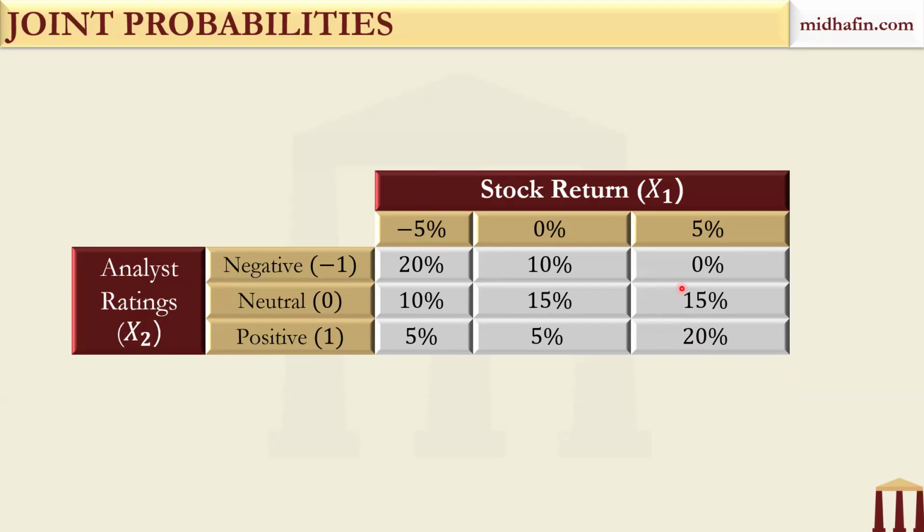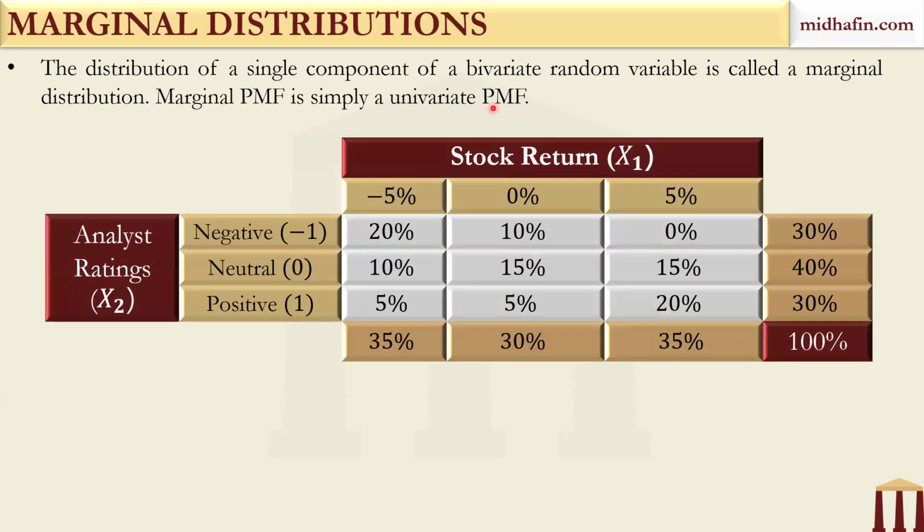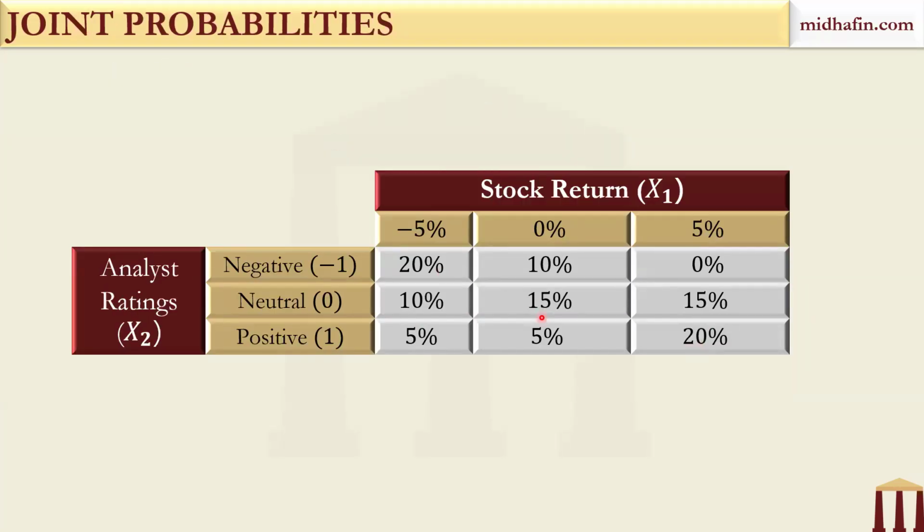Joint probabilities. Now, let us come to marginal distributions. The distribution of any single component of a bivariate random variable is called a marginal distribution. So a marginal PMF is simply a univariate PMF. We can use the same example. Earlier, when I had to model this 15%, I said f of x1 being 0% and x2 being neutral, which means 0, is equal to 15%. All these are joint probabilities.